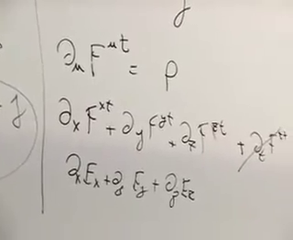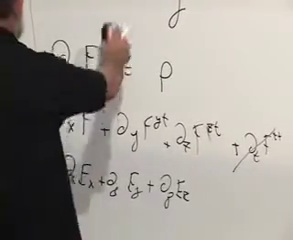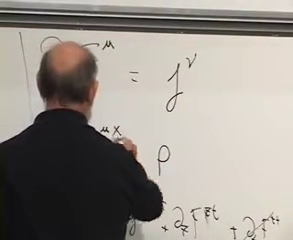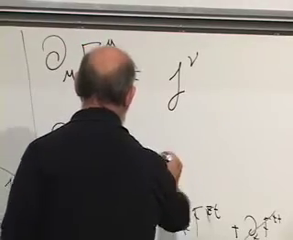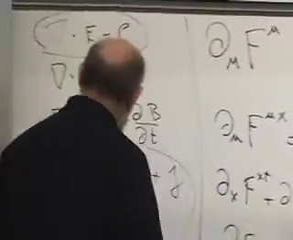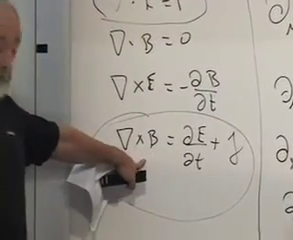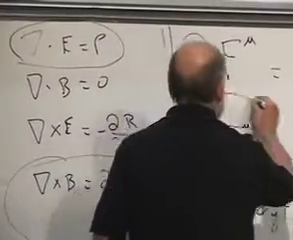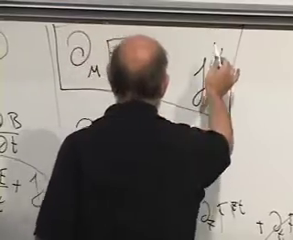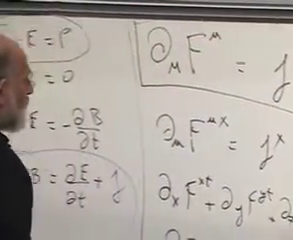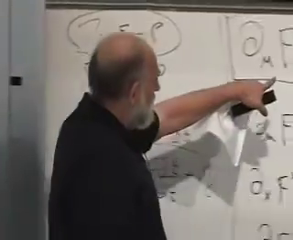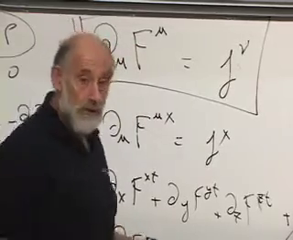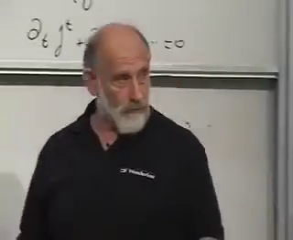We could go through the other components. In other words, exactly the same thing. Instead of taking the time component here, we could take a space component, for example, and set this equal to Jx, and we would discover the x component of this equation. So the upshot of it is that the connection between charges and fields, the way in which electric charges and electric currents generate fields, is Lorentz invariant. It's the same in all reference frames.